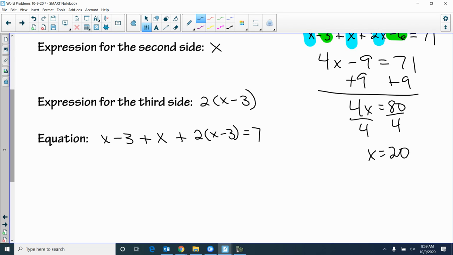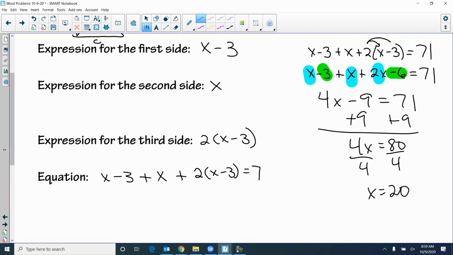Hey, you know, we already did that. Plug in for X. What do you got? Christian, make sure you get that. Okay, so that's 20. The first side, you should have X minus 3, right? So if that's 20, what is this going to be? That's 20 minus 3. So that's 17, and you've got to figure out the third side.